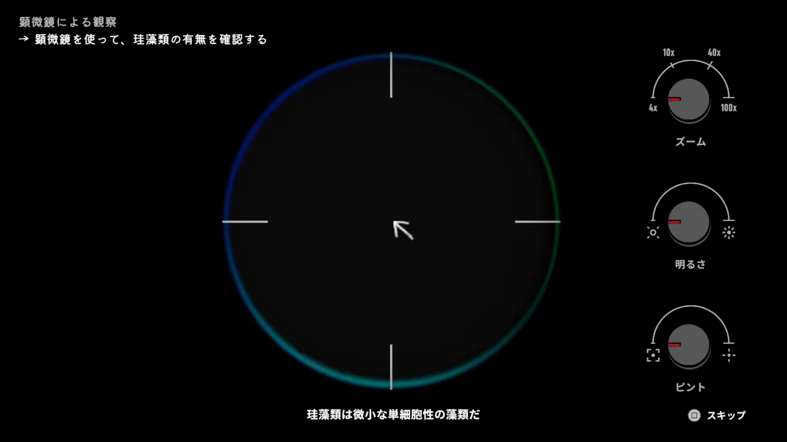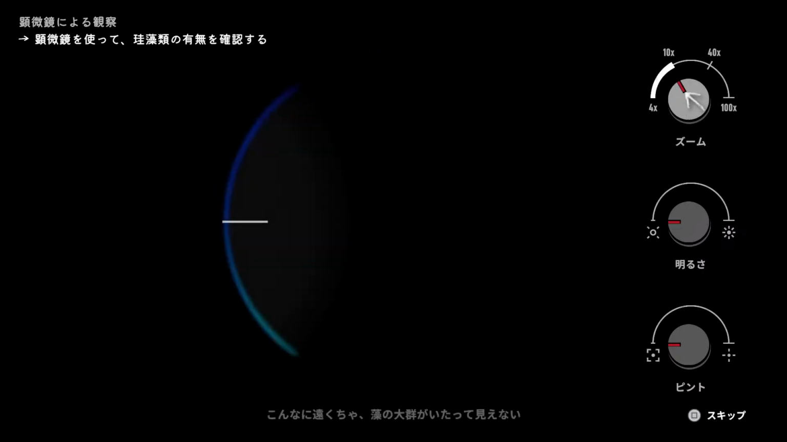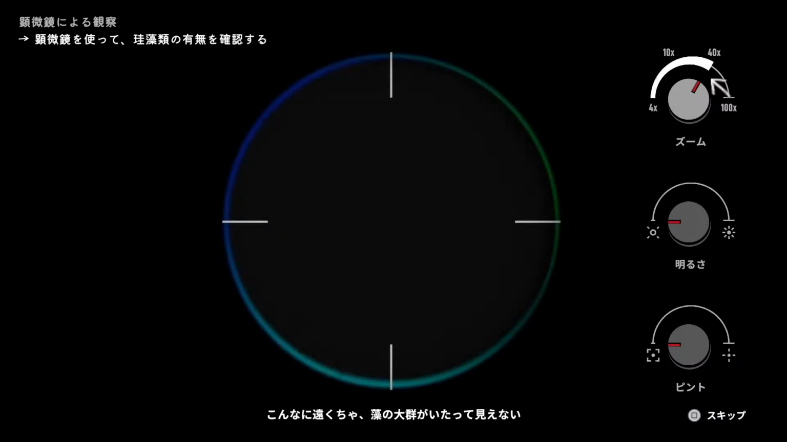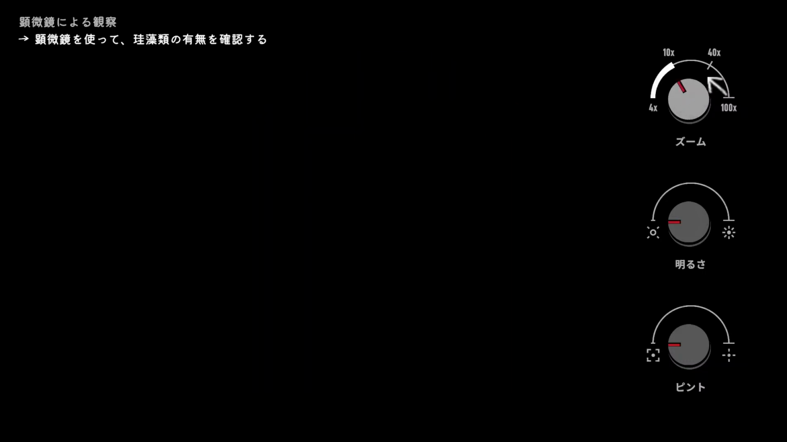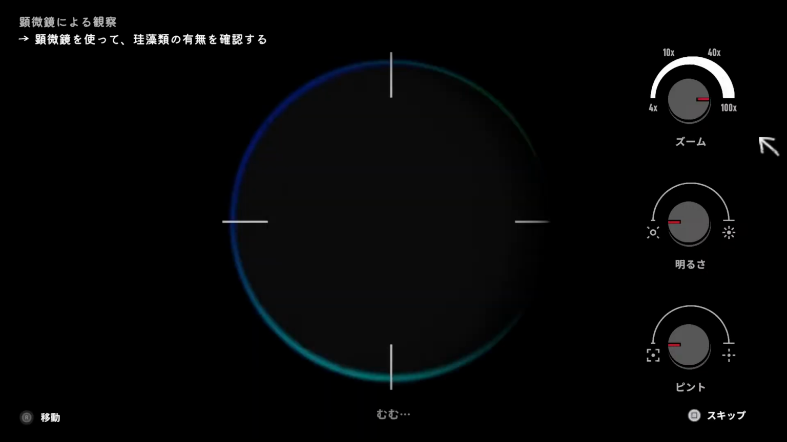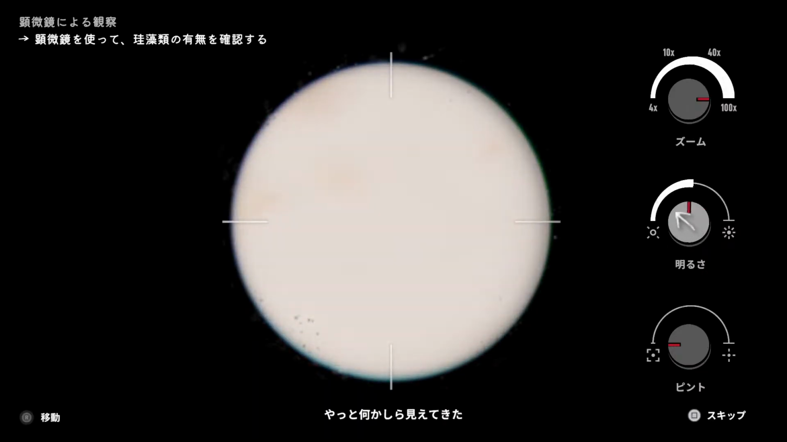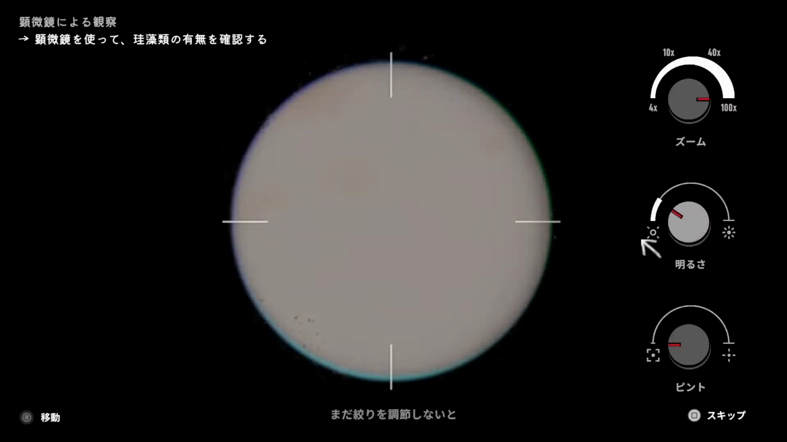Diatoms are single-celled microscopic algae. I won't even notice an army of diatoms from this distance. Oh, I'm finally starting to see something here. The aperture still needs adjustment. The image is too dark.